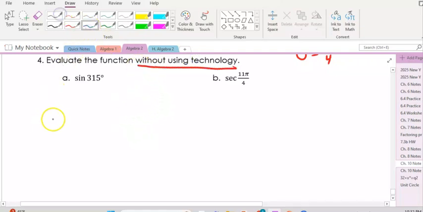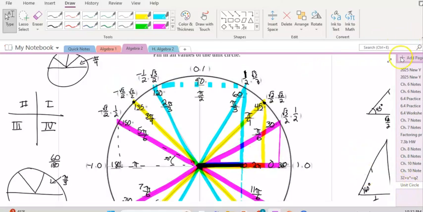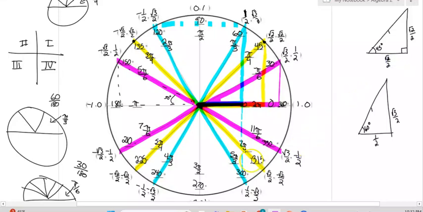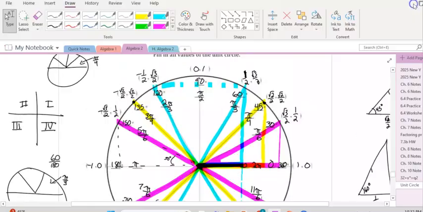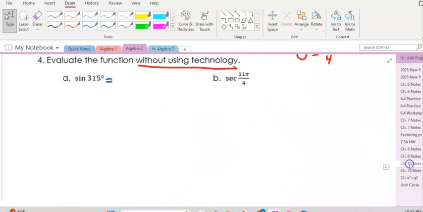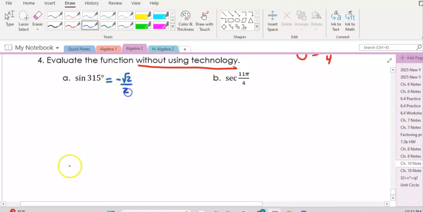Okay, and so if we want to evaluate this without using technology, when it says this, it means use your unit circle. So if I want to find the sine of 315 degrees, if it's on my unit circle, honestly, it's really quick and easy. I just go to my unit circle, I look for 315 degrees. So that is right here on my unit circle. And remember that cosine is the x value, sine is the y value. So right here, the y value is negative square root of 2 over 2. So if I want sine, literally sine is just the y value, which was negative square root of 2 over 2. So whenever it says without using technology, it means it's going to be on your unit circle.